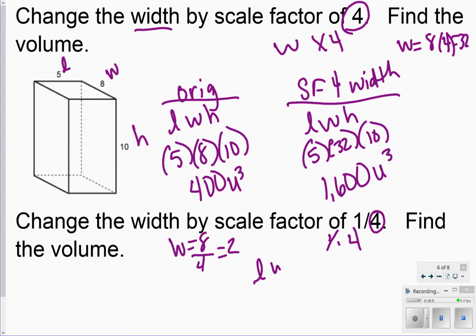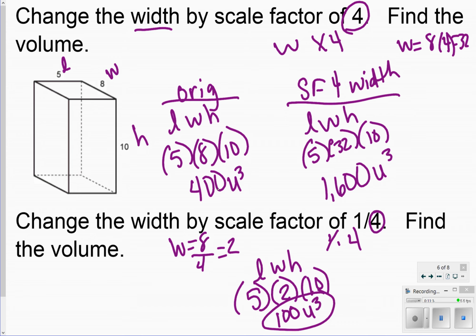So length times width times height, and our length remains the same, which is 5. Our width has changed, it's now 2. And our height remains the same, which is 10. So you're going to have 5 times 2 times 10, and you should get that that one is 100 units cubed. So we had 400. When we had a scale factor of 4, it went up to 1,600. And when we had a scale factor of 1/4, it went down to 100. Are you seeing any more connections?